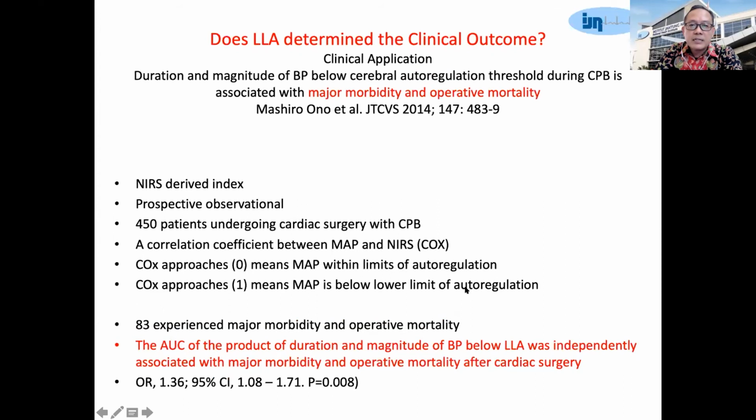What about other major morbidity and operative mortality? Similarly, 83 of 450 patients were found to have significant major morbidity and operative mortality when the area under the curve of the product of duration and magnitude of blood pressure was lower than the lower limit of autoregulation. And therefore, the lower limit of autoregulation was independently associated with major morbidity and operative mortality after cardiac surgery.